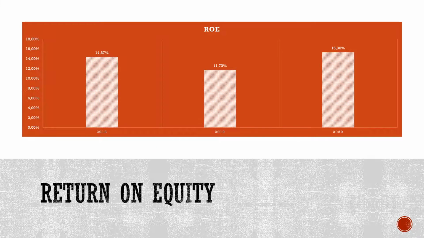Return on equity is a measure of financial performance calculated by dividing net income by shareholders' equity. ROE is considered a gauge of a corporation's profitability and how efficient it is in generating profits. As you can see in the graph, Volvo's ROE dropped in 2019 but went back up in 2020, where it reached 15.30%. This is a really good number to have.